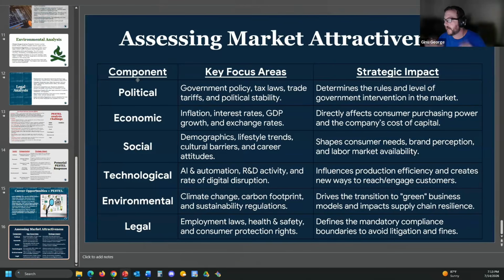This master table, and I will share these PowerPoints with you. This master table, I think, summarizes what we've been going over in here. It'll outline the key focus areas and the real strategic impact of each of these Pestel components. So before we transition to our case study, I want you to double check your guided notes.